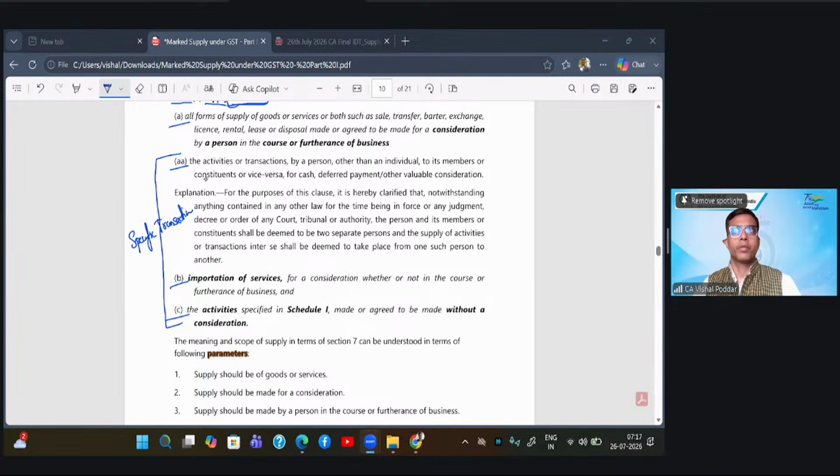Remaining all transactions, which I said on day 1, what is supply, it is commercial transactions. How a commercial transaction will become a supply, the main part is clause A. So in order to understand supply in its generic sense, which will be applicable to 95% of the cases, you have to apply clause A. Just a minute.